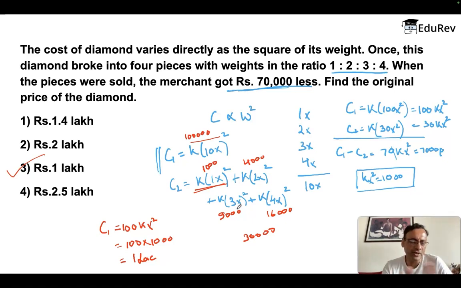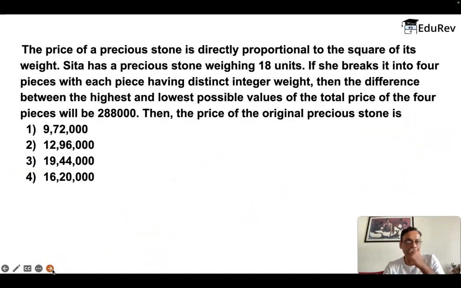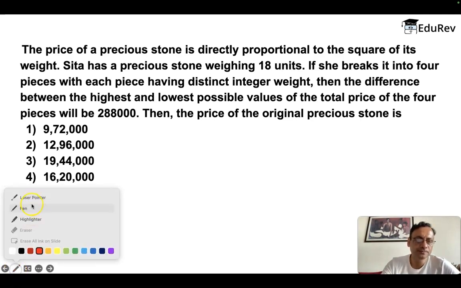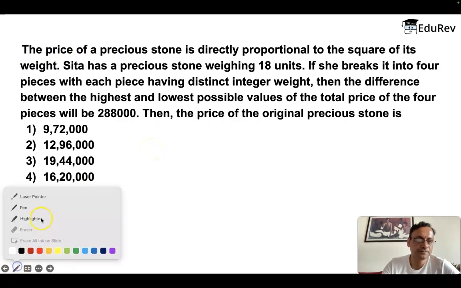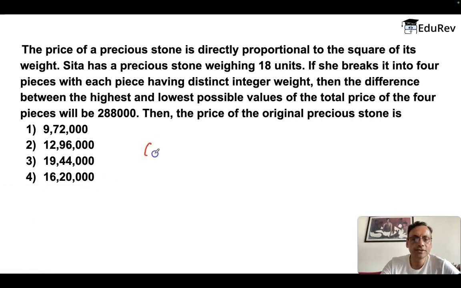Okay, and this is a question that has been asked in CAT. And then recently this question was again asked in a slightly different format. Okay, let's look at that question also. Very interesting question. See, first part is same. The price of a precious stone is directly proportional to the square of its weight. Same concept. Okay, so cost is proportional to, or cost is equal to K into weight square.